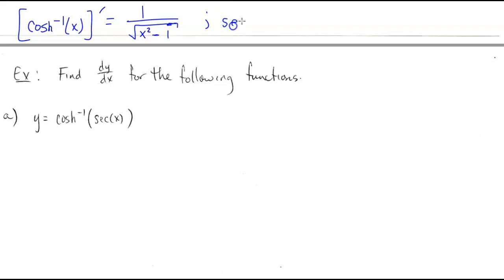Also, we know that the derivative of secant is just going to be secant tangent. Okay, so with that being said here, we have what we need. We know that we're dealing with a composition function here. So we know that we're going to have to use a chain rule.